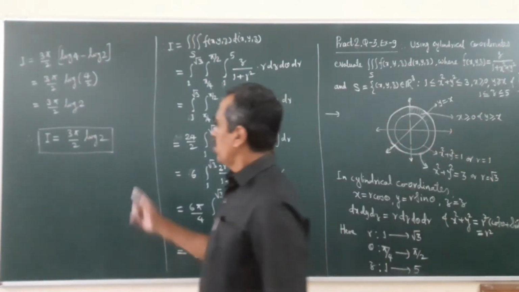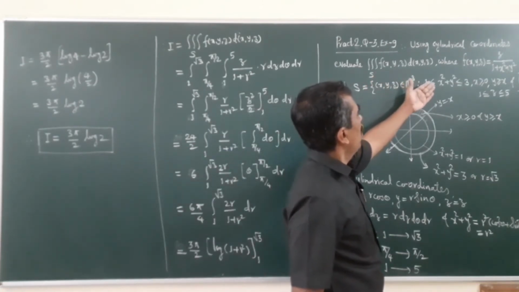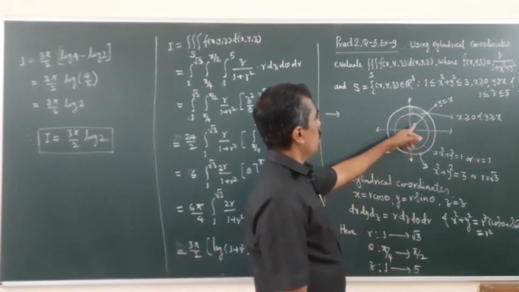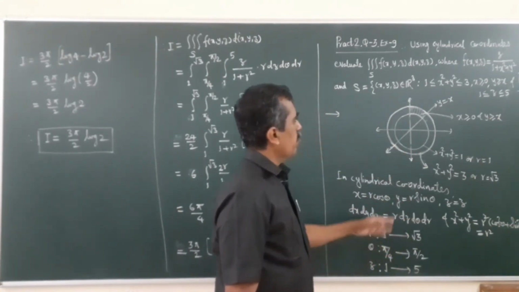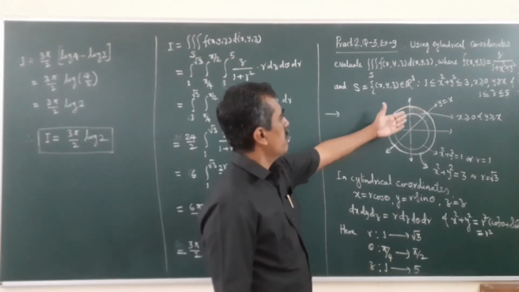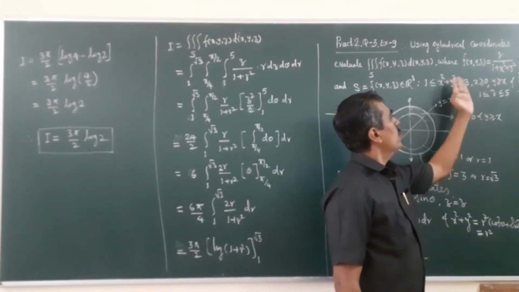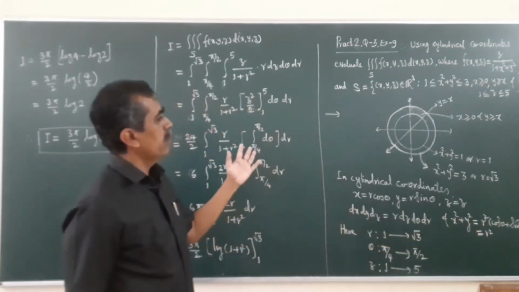Okay, so you should note while finding the limits of r and theta, because z is already given, just use the information about x and y to find r and theta, and you will get the answer.